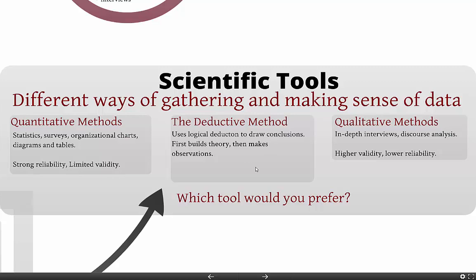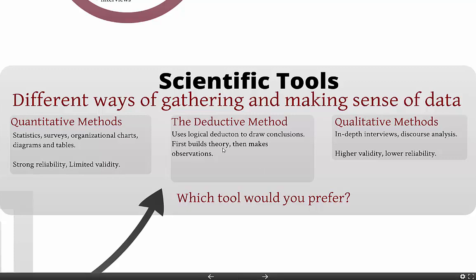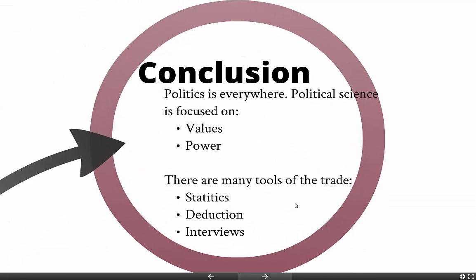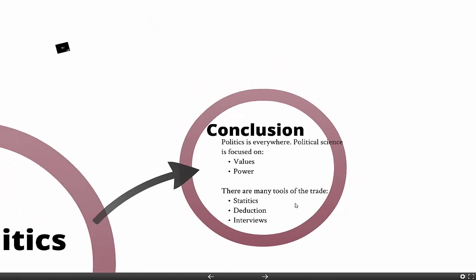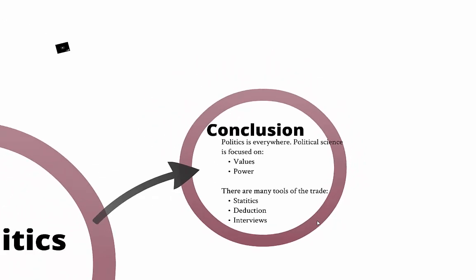And then, of course, you have the deductive method, using logical deduction to draw conclusions, which is very often a significant tool in the box. Using this, you can first build theory, and then you can make observations. And that's an introduction to the study of politics, focusing on values and power, and the tools of our trade: statistics or interviews.